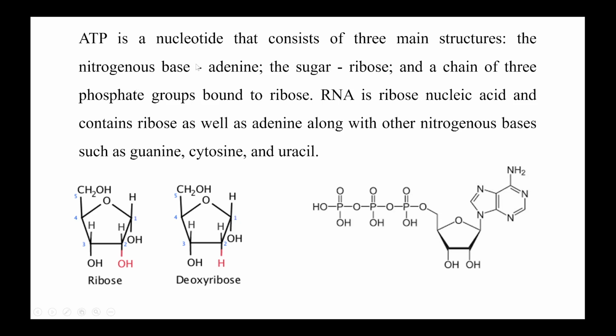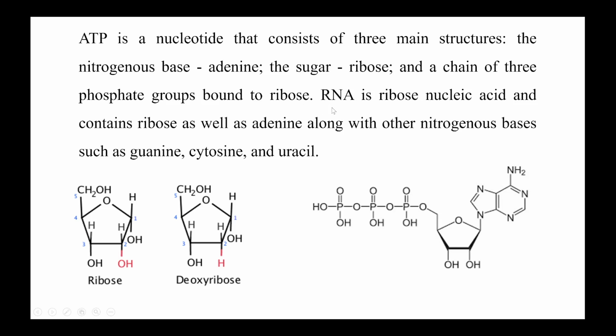And this sugar here is the ribose sugar. So there are two types of sugar present, ribose and deoxyribose. This is ribose where the 2' OH is present, and when the 2' OH becomes H, then this is deoxyribose because the oxygen is removed from the second carbon. So this deoxyribose is present in DNA and ribose is present in RNA.